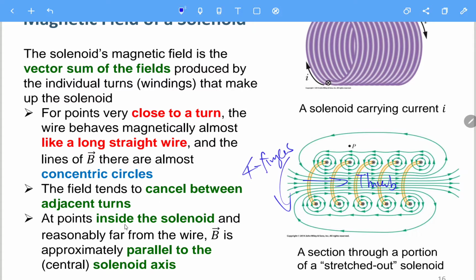So at a point inside the solenoid and reasonably far from the wire, because this part is still close to the wire, but you consider the part which is inside the solenoid and also far away from the wire, which is actually the middle part, B is approximately parallel to the central axis of the solenoid, which means in this case it points to the right side for this figure.